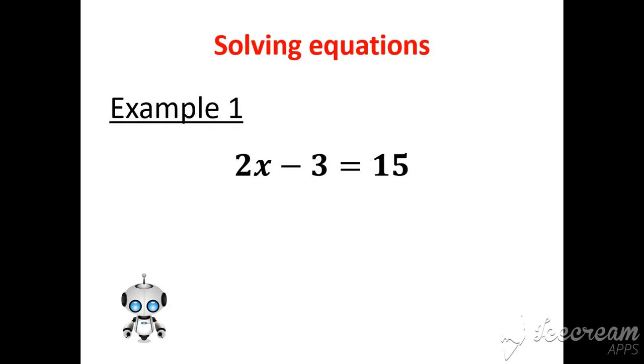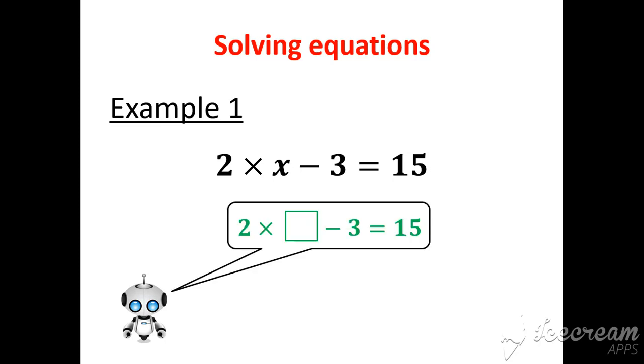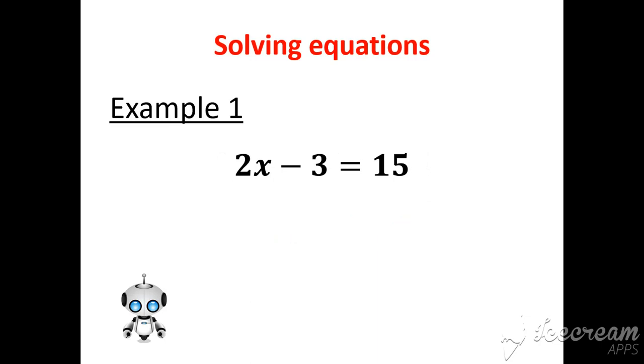Number 1, 2 times x subtract 3 is equal to 15. So 2 times something, take away 3 makes 15. Now again, a lot of you could guess an answer and work it out, but we don't want you to guess in algebra. We need you to do proper algebra steps to solve it. So as we get harder and harder, you're not just guessing and getting stuck.